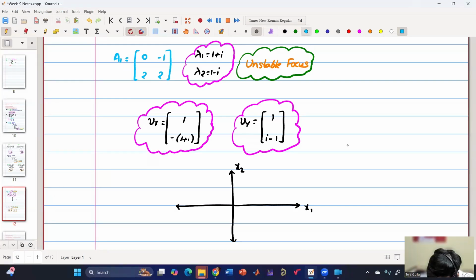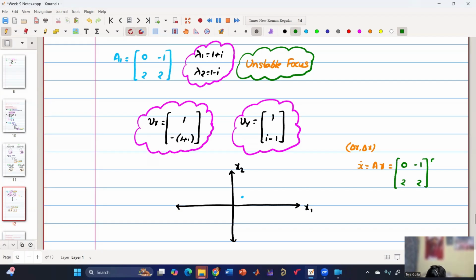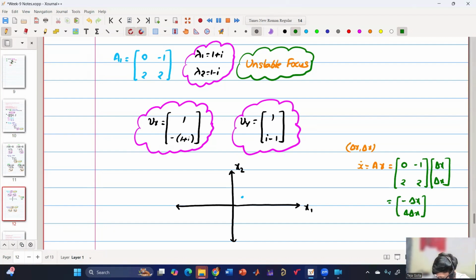So consider one point very close in the vicinity of the origin, say delta x comma delta x. Now find fx and fy, so x dot. X dot is Ax, where x is delta x. If you calculate [0, -1; 2, -2] times delta x, you will get minus delta x and 4 delta x. So this is the direction of the trajectory. In the x direction it is negative, in the y direction it is 4 times positive, so the net direction is this. So now we know that it is going in the anti-clockwise direction, and it is going outside.